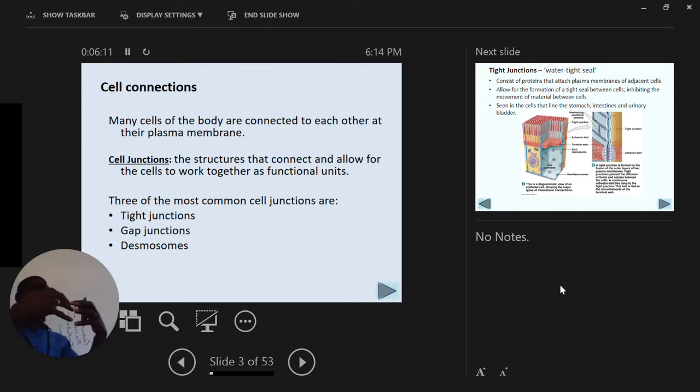What are tissues? Cells that come together to perform specific functions. Now we are looking at what connects those cells together. First, one of the things that connect those cells together are tight junctions. We call them tight junctions that connect different cells together to form tissues.